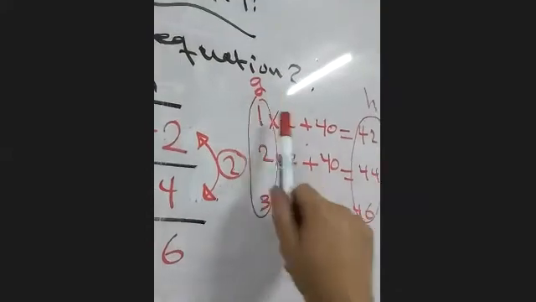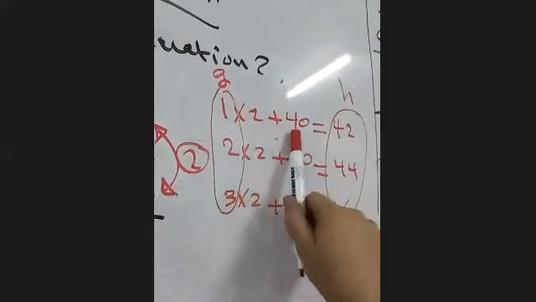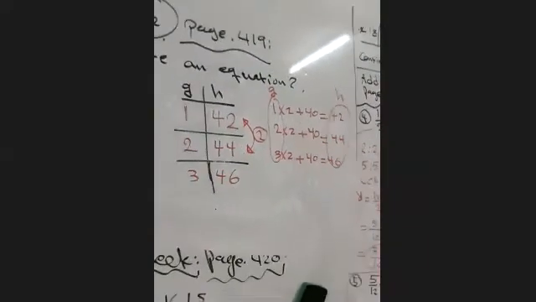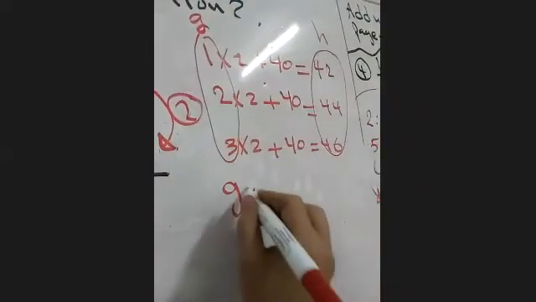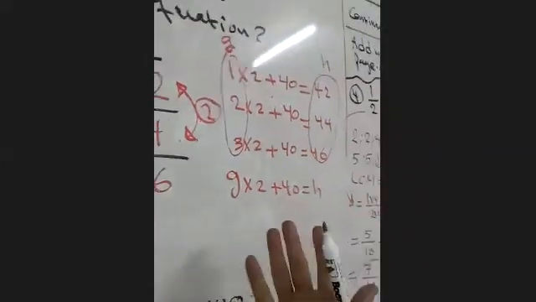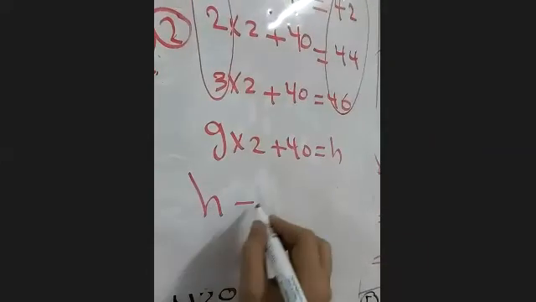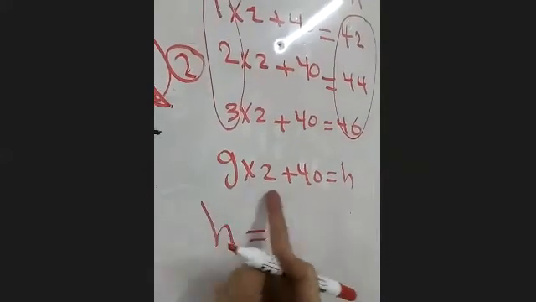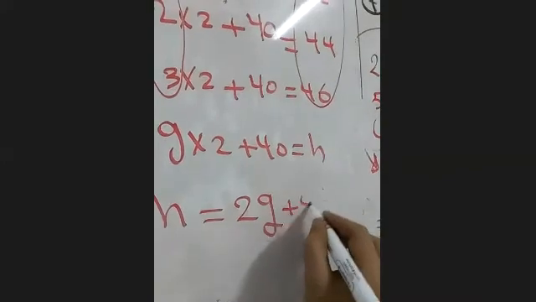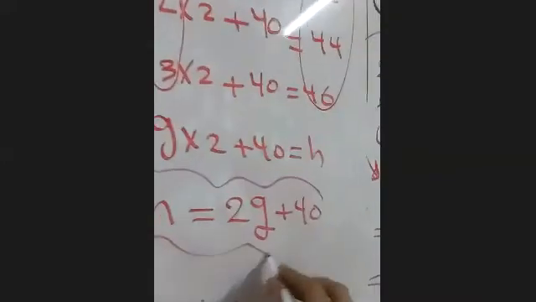Now look here. G multiplied by 2 plus 40 equals H. So the formula will be H equals G times 2, we write it 2G plus 40. This is the formula. Do you understand it?